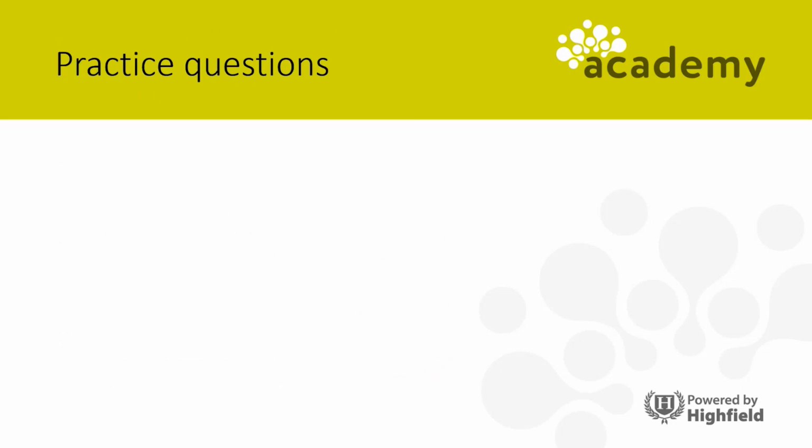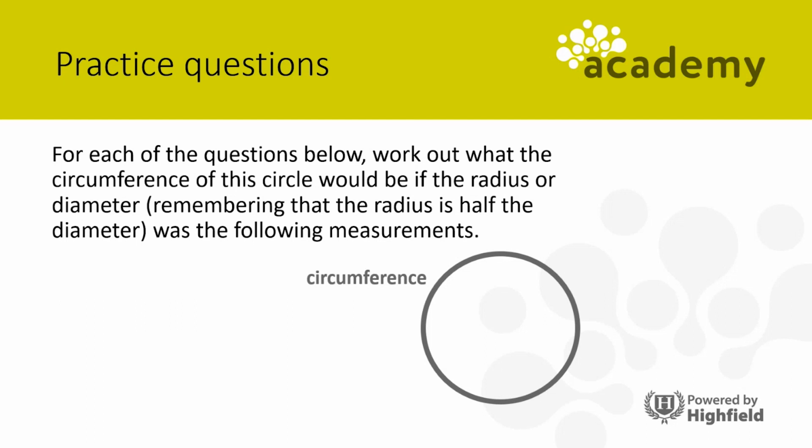So now let's look at some practice questions. For each of the questions below, work out what the circumference of the circle would be if the radius or diameter, remembering that the radius is half the diameter, was the following measurements.